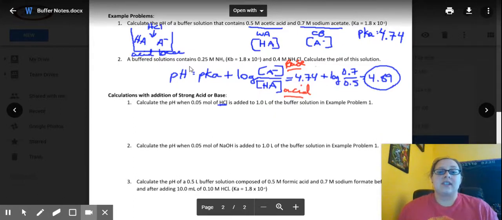All right, so conceptually, this is our buffer sitting here. We have the HA component, which is the acetic acid, and the A minus component, which is the sodium acetate. I just didn't write it out. So what we're doing here is we're adding strong acid. So if you remember the conceptual component of how exactly buffers work, when this strong acid comes into this buffer solution, one of these components is going to react with the HCl in order to neutralize it. And that's the whole point of a buffer there.